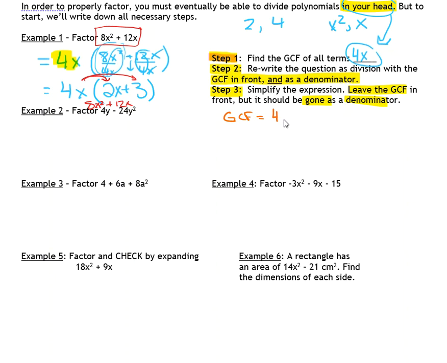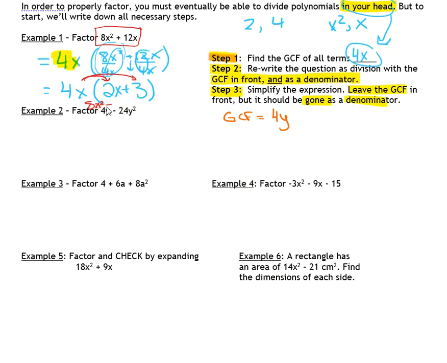The number can never be bigger than either one of your numbers. So this number is a 4 and this is a 24. The smallest number is as high as you can go with the greatest common factor. I could never say my greatest common factor is a 12 because it's bigger than 4. So my greatest common factor here is a 4. And how about the variables? In the first term, I've got a y. In the second term, I have a y squared, so I have to go again with the smallest one, which is a y. The greatest common factor is a 4y.